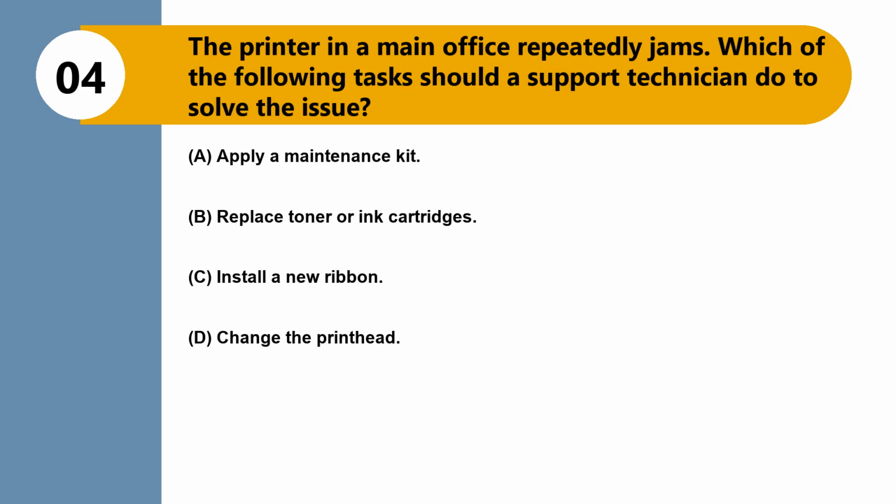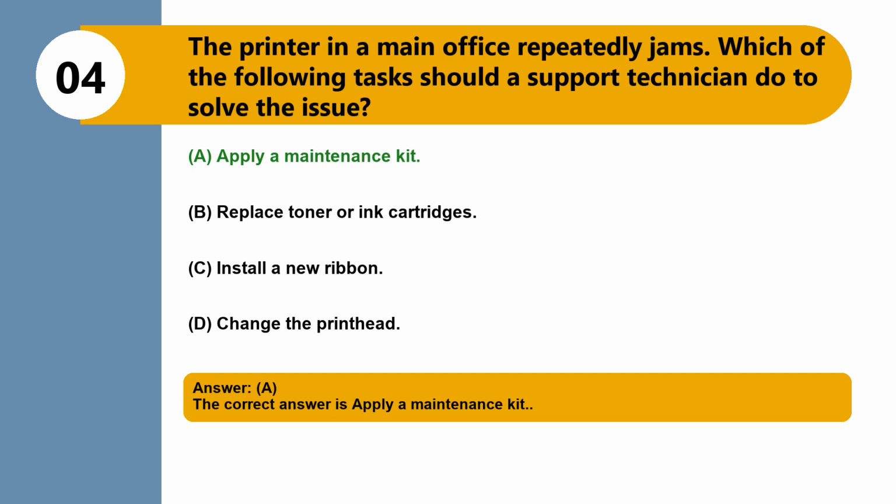Question 4. The printer in a main office repeatedly jams. Which of the following tasks should a support technician do to solve the issue? Option A. Apply a maintenance kit. Option B. Replace toner or ink cartridges. Option C. Install a new ribbon. Option D. Change the print head. The correct answer is option A. Apply a maintenance kit.